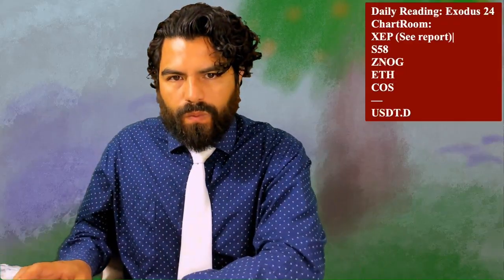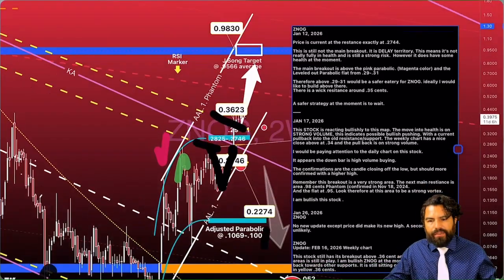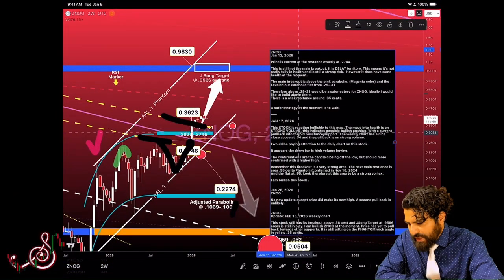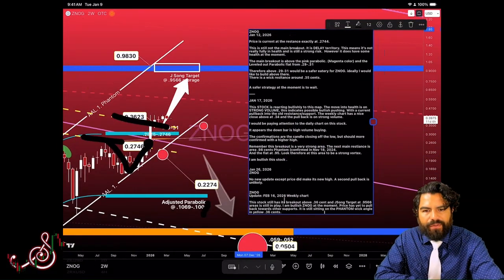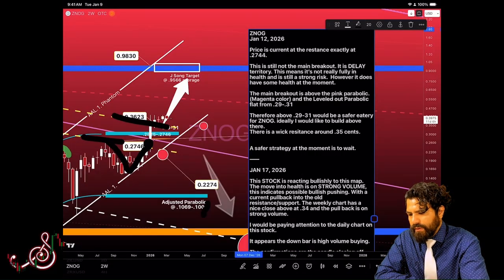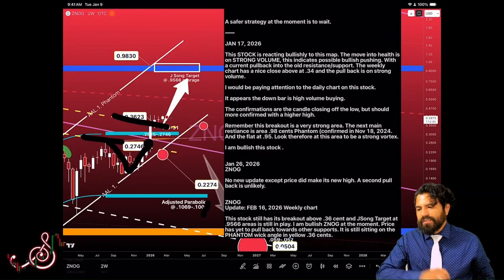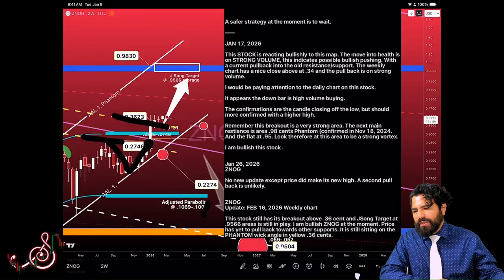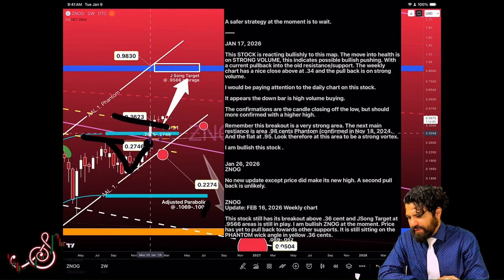Okay. I'm going to look at ZNOG. I'm going to read from the board what I got for you, the map, some information about this. Let's go to the last one, January 17th and January 26th. Weather update on February 16th. This stock is reacting bullishly to this map. This move into health is on strong volume. This indicates possible bullish pushing with the current pullback into old resistance and support back on January 17th.